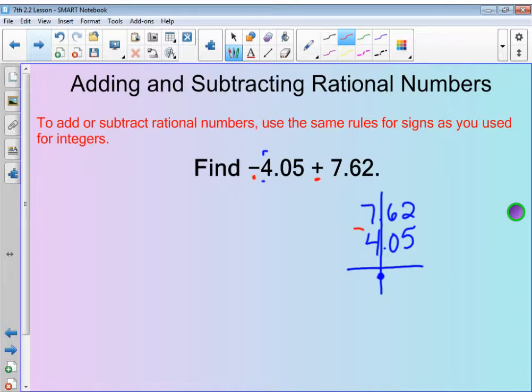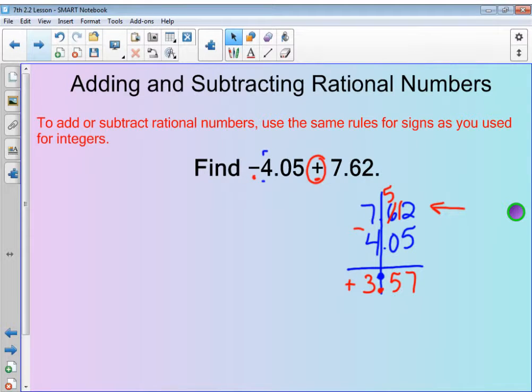So now I'm going to go ahead and I'm going to subtract this out. So I can't do 2 minus 5, so I'll borrow. 12 minus 5 gives me 7. 5 minus 0 is a 5. 7 minus 4 is 3. So we get 3.57. Now I have to decide if it's positive or negative. So since I already declared that this was the bigger number without looking at the symbols, I'm going to look at the symbol in front of that, and it was a positive symbol. So our answer ends up being a positive 3.57.